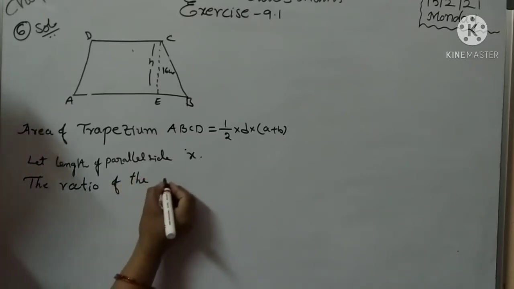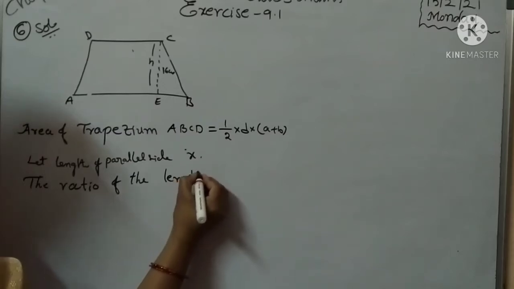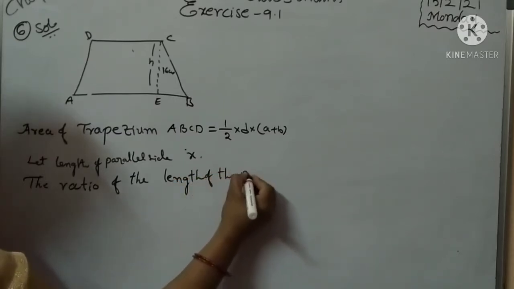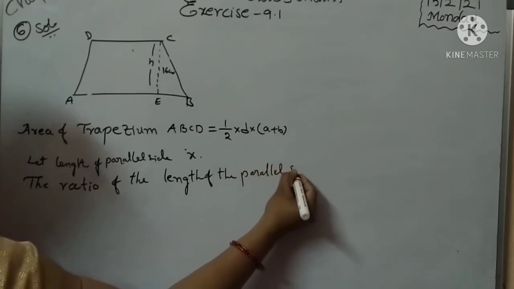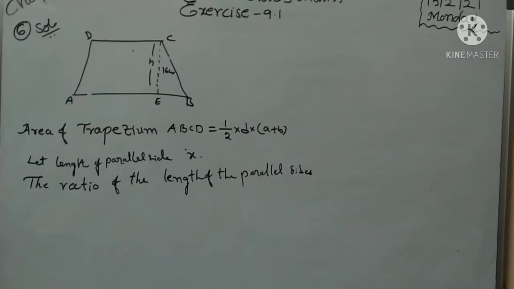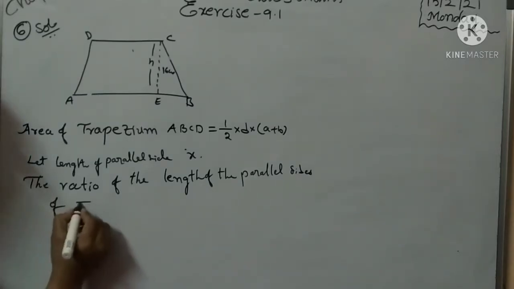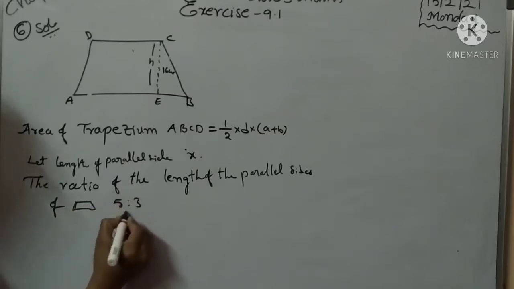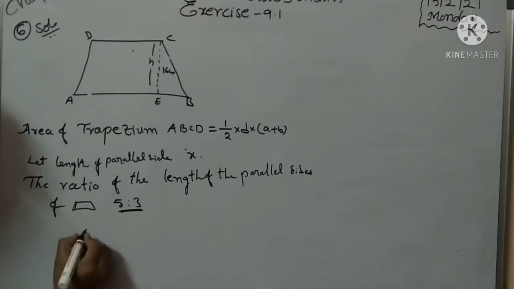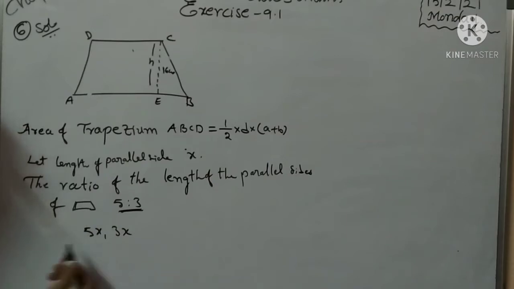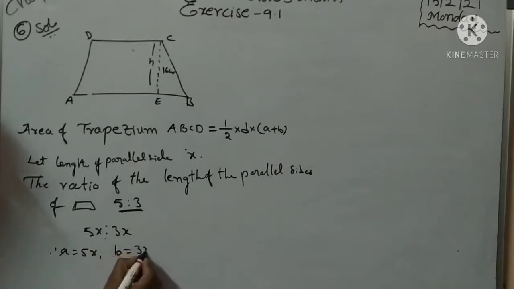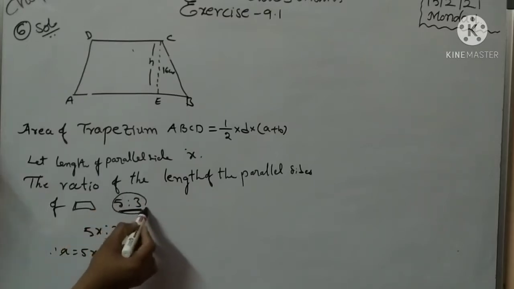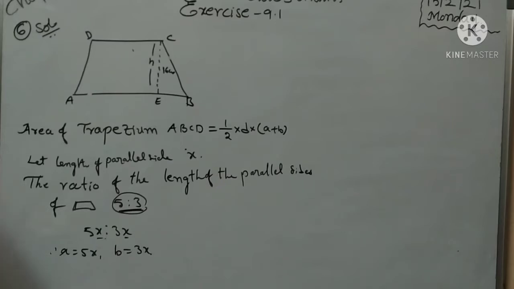The ratio of the lengths of the parallel sides of a trapezium is 5:3. So the lengths of the parallel sides are 5x, 3x. Therefore A equals 5x and B equals 3x. Since the ratio is already given, we take the parallel sides as 5x and 3x.